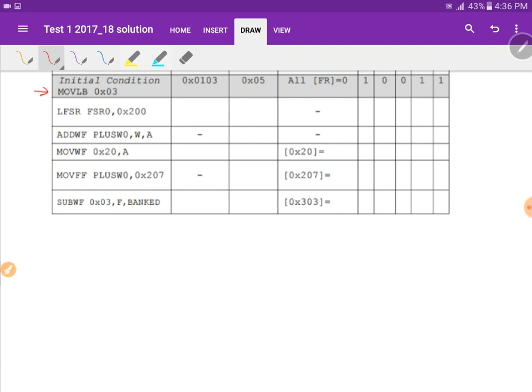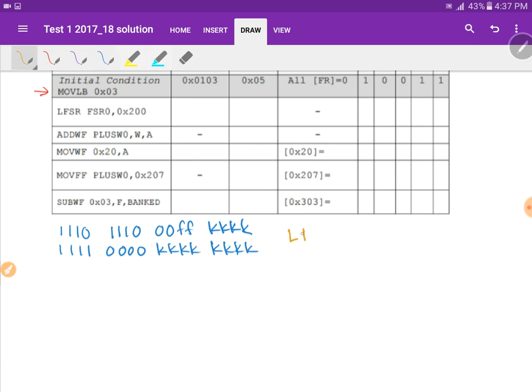So for LFSR, the machine code, as we have seen just now, is 1110 1110 00FF, and then you can have the KKK. This is a 32-bit instruction, so the second 16 bits are 1111, all 4 zeros, followed by K. So the instruction format looks like this: LFSR, F and K.